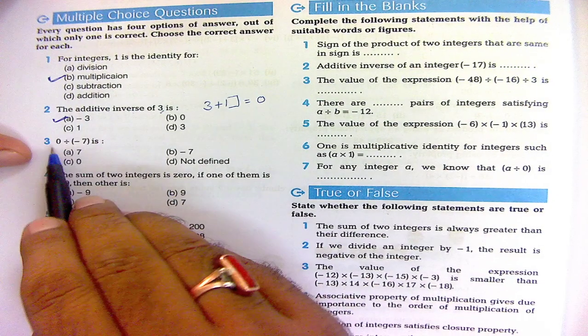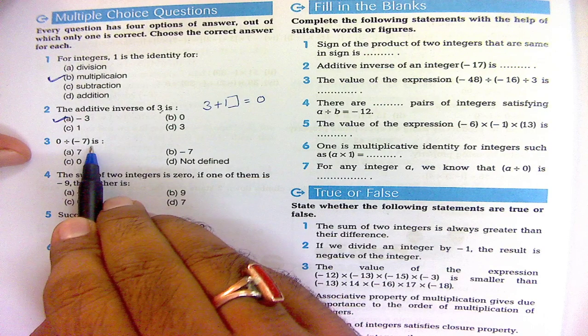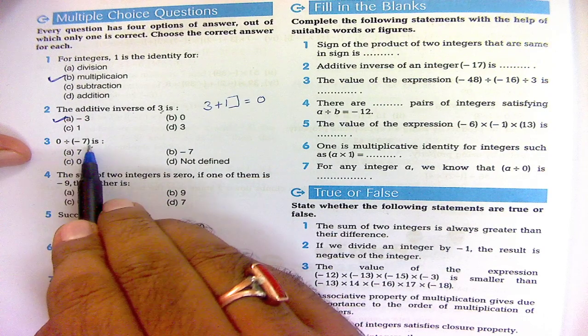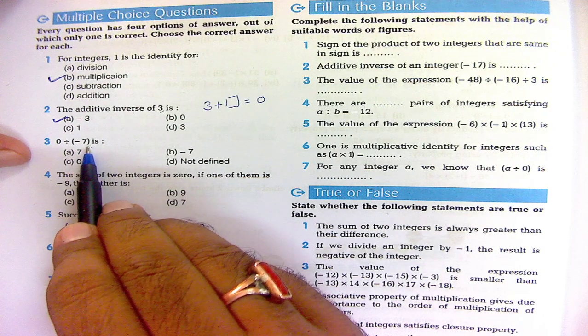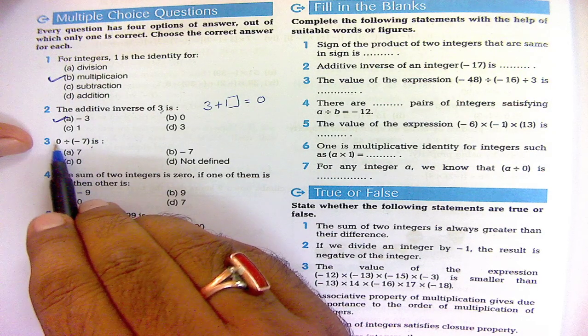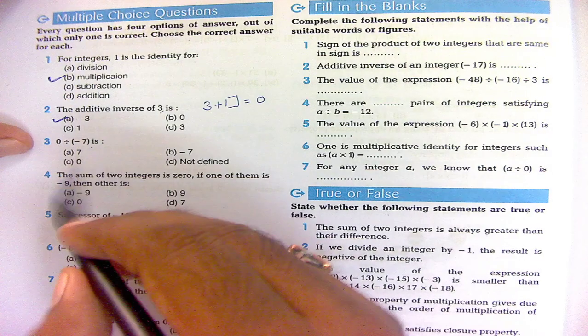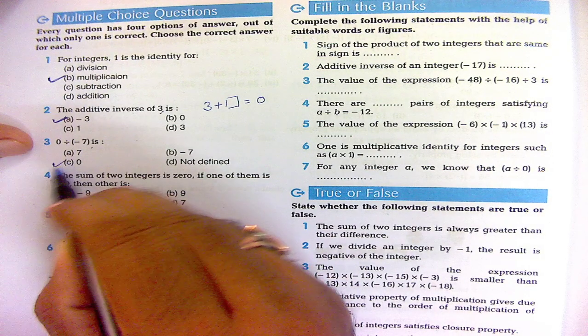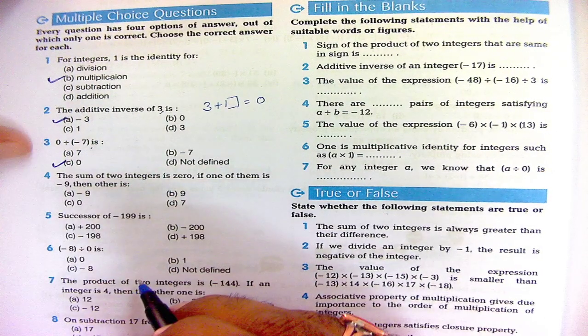Next is 0 divided by minus 7. Now, if you divide 0 by minus 7, what do you get? You should be clear with this, that when 0 is divided by any number, the result, the quotient, will always be 0.